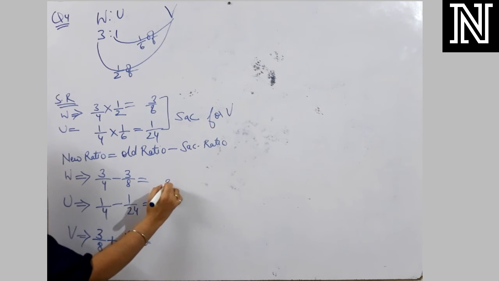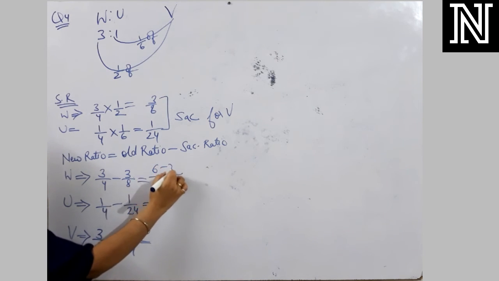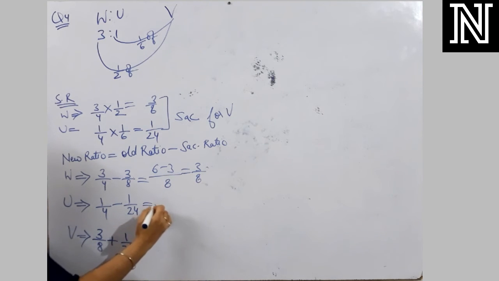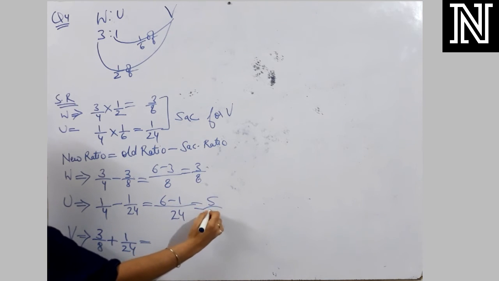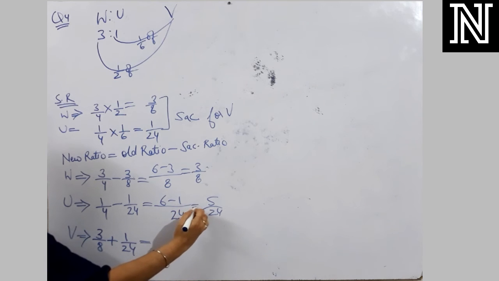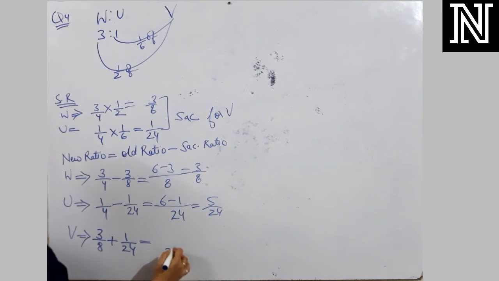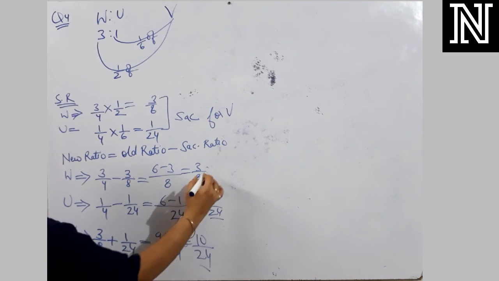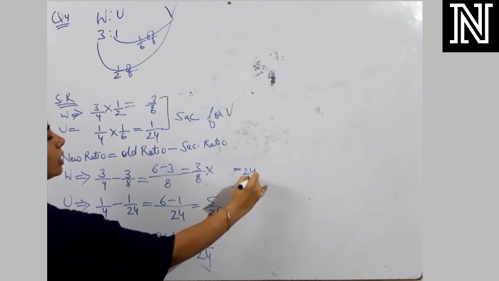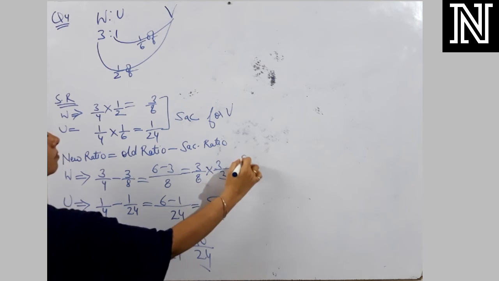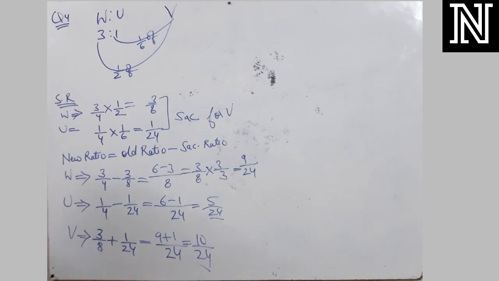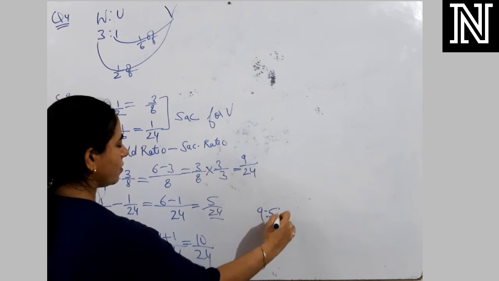So here we are taking LCM 8, 4 2s are 2, 3s are 3/8. Here we are taking LCM 24, 5/24, and here LCM is 24 only. But for the two partners the denominator is 24, here it is 8, so we have to make it 24. So 8 3s are 9/24. So our new ratio is 9:5:10.